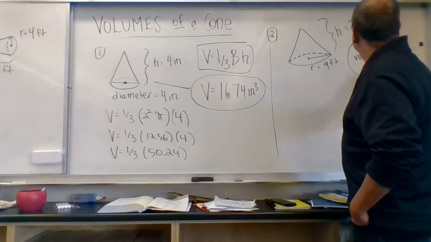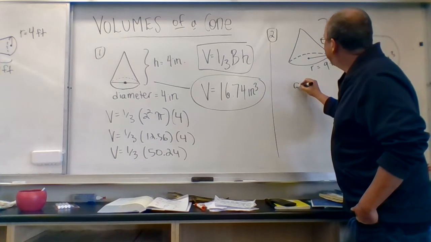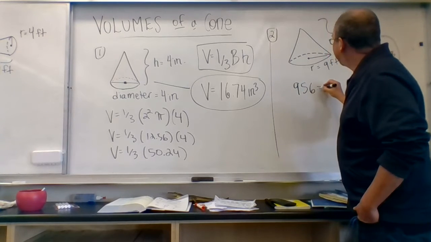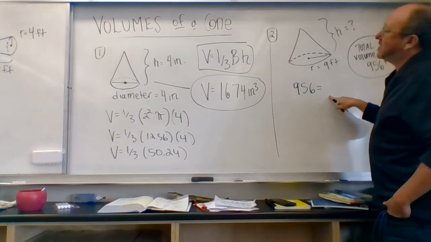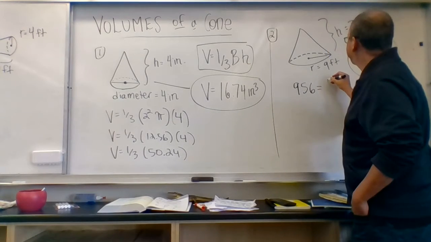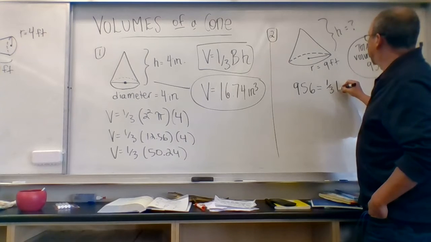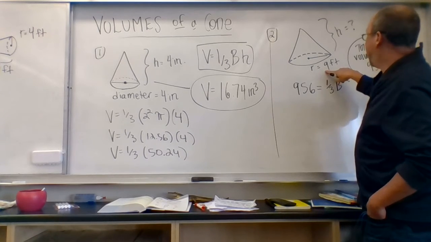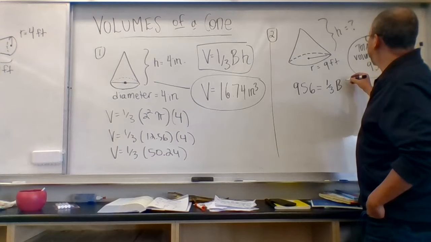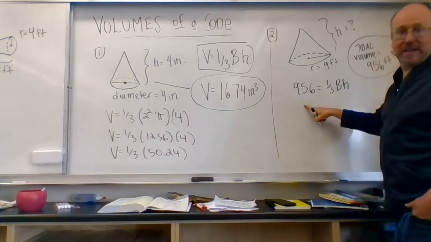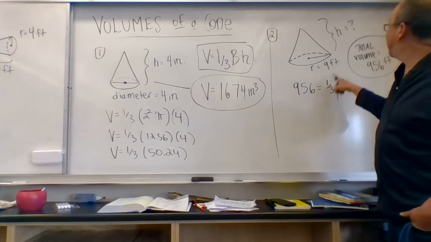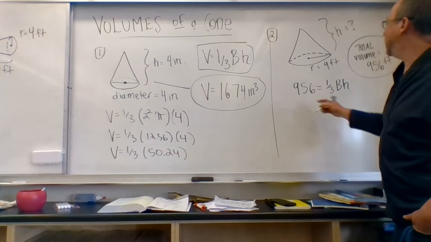So what I know is that the volume is 956. It's the volume. And volume is equal to 1/3 the base, which I don't know, so I'm going to write in base. I haven't figured it out yet, times height. Okay, so there it is. That's a great first step for us. I knew the volume. I put that in here.